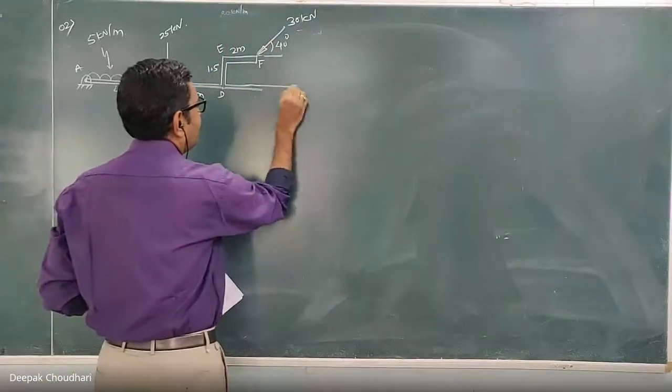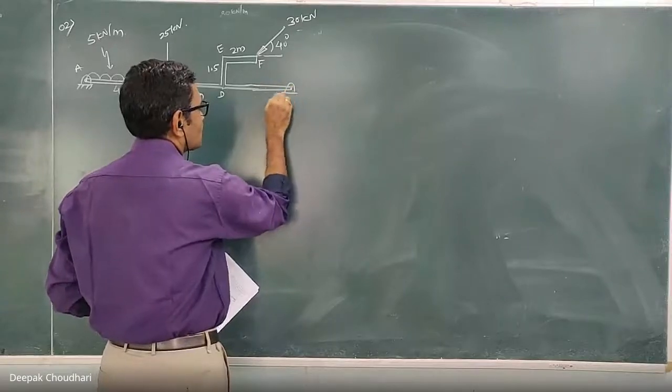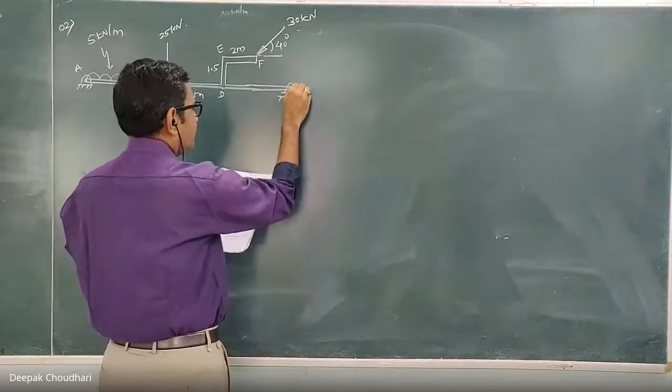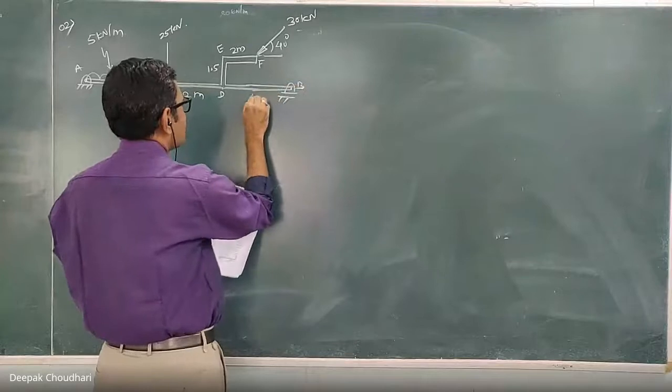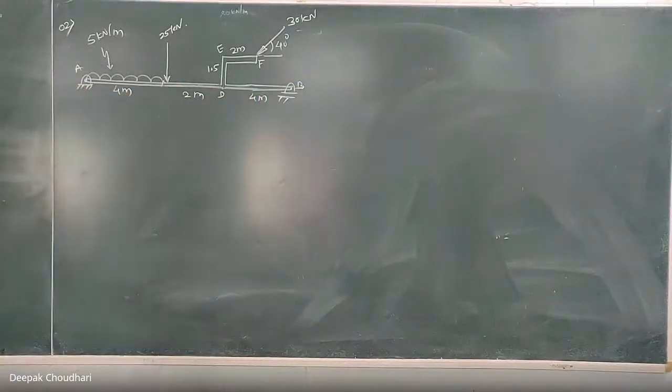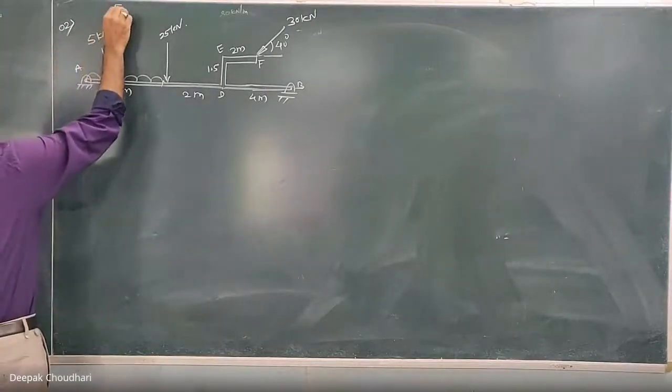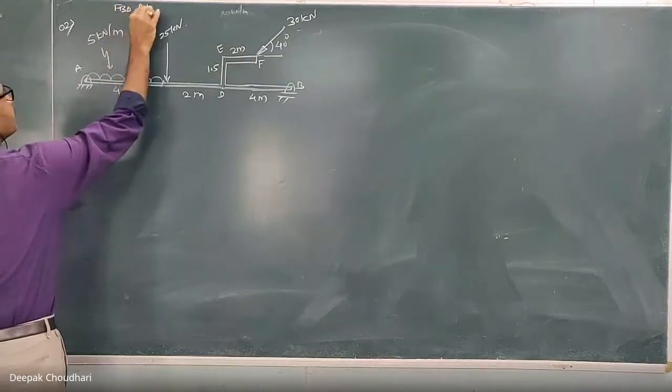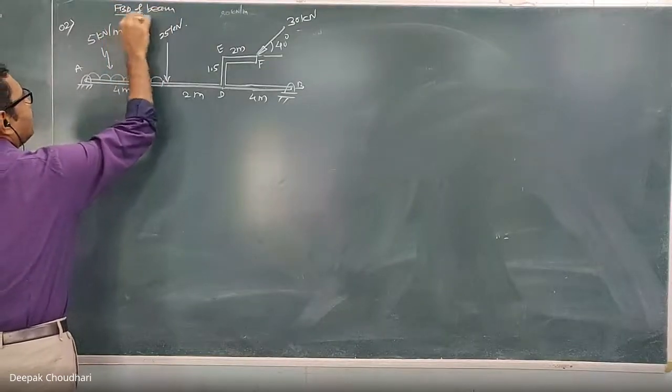At point B, there is a roller support. Here, this DB distance is 4 meter. You have to calculate the support reaction. Now, what is the first step to calculate the support reaction? The first step is to draw the free body diagram. I am drawing the free body diagram on this figure itself, the FBD of the beam. I am not redrawing the figure.